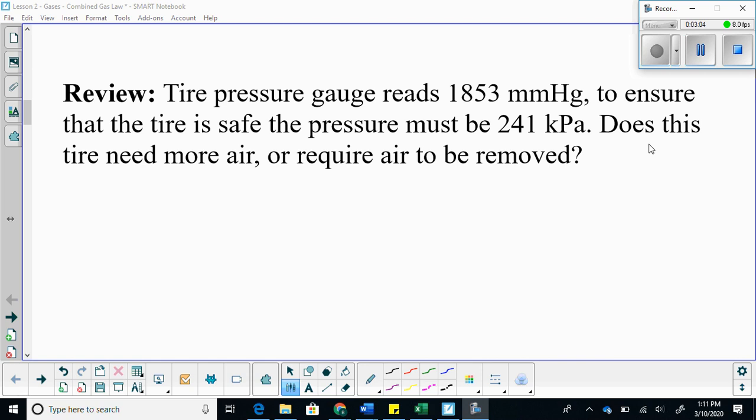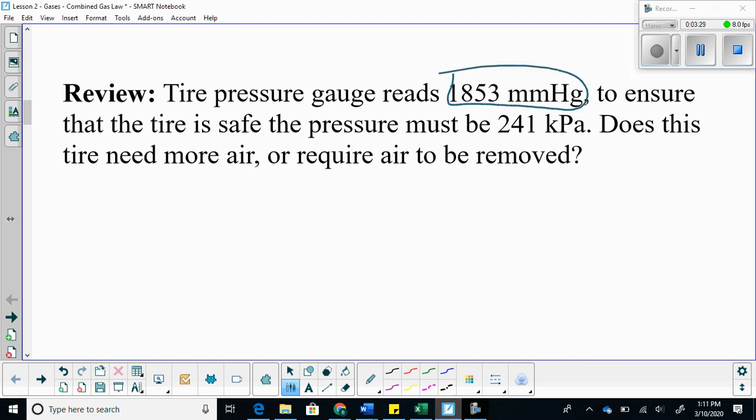So like I said, you need to put these two into the same unit. You cannot compare numbers unless you put them into the same unit. So you have to either have both be in millimeters of mercury or both be in kilopascals. Either or, it's fine. So I'm actually going to go ahead and convert this into kilopascals. So we're going to take this number here.